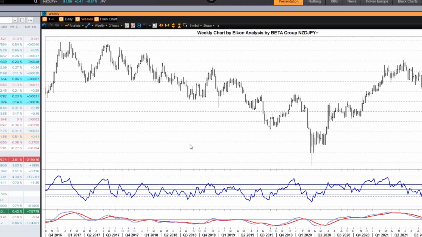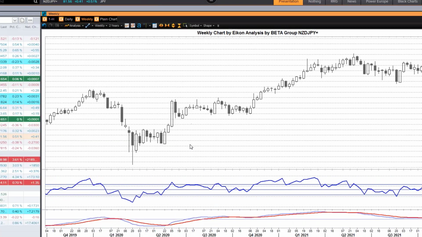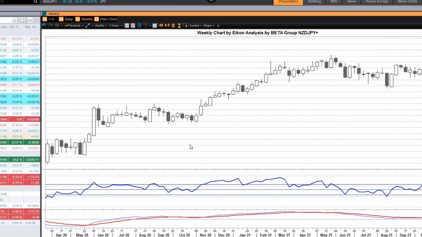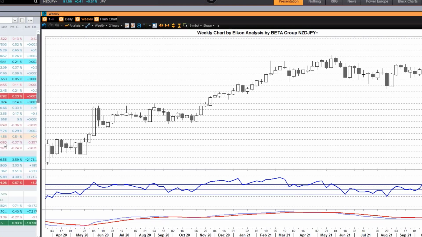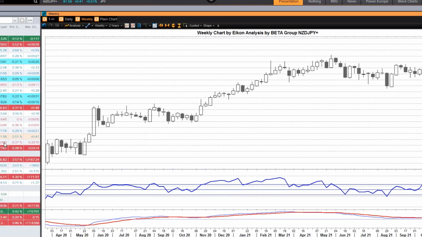Yen is your pivot. Usually it'd be the dollar, and then you've got the commodity currencies on the other side of it. All right, so I'm going to move on from the currencies to the cryptos now.